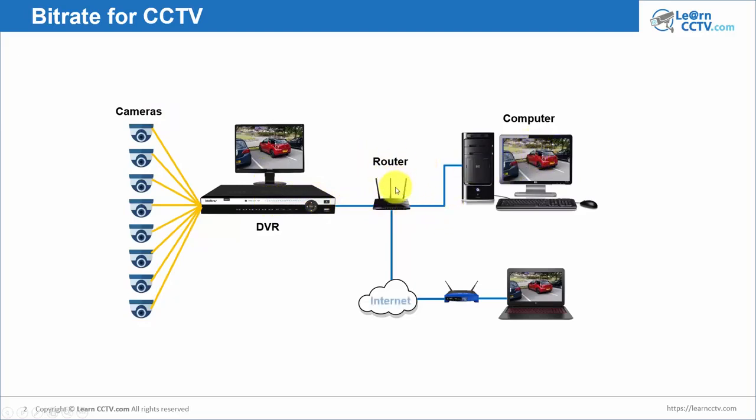I can do the same, sending the image to the internet, right? And from the internet, I can receive the image on the other side. Here I have a router and a laptop. So the image leaves the DVR, comes to the router, goes to the internet, another router here in my office, and then comes to this laptop, okay?